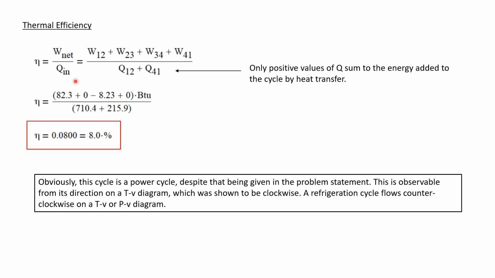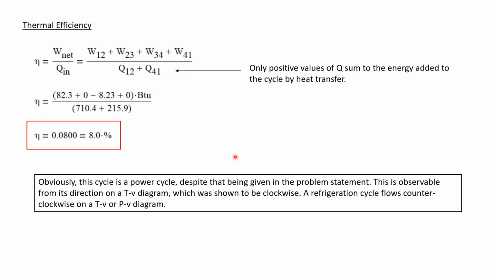Well, what is Qn? It is not the sum of all the heat transfer terms. It is the sum of the positive heat transfer terms because they represent the energy that I had to put into the system. The negative heat transfer terms represent the total amount of energy that was rejected to a low temperature thermal reservoir. So I'm only going to consider my input as the positive heat transfer terms. So we can put values in for all of these terms. And I calculate the thermal efficiency as 0.08 or 8%.